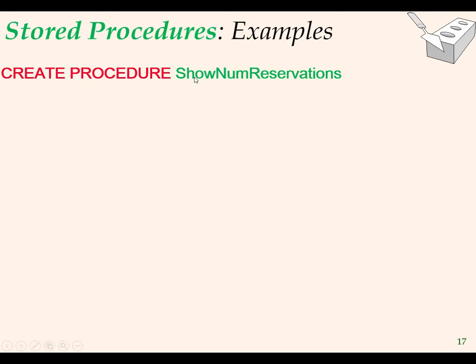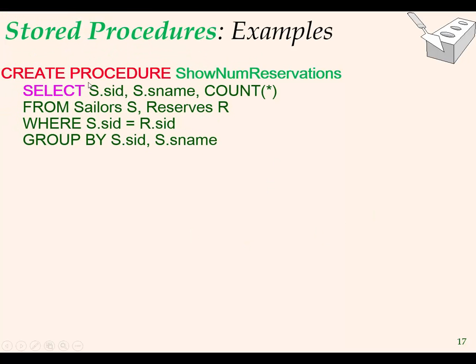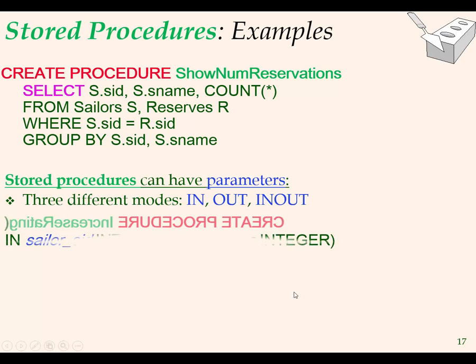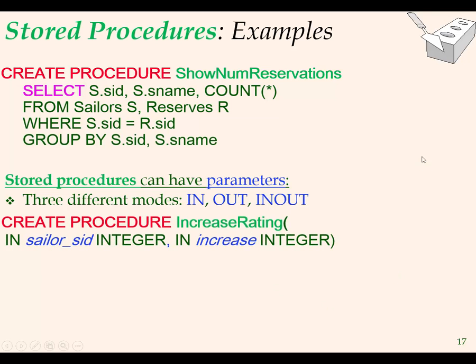So create procedure, keyword, show non-reservations. Again, this is about the data. So I'm going to select SID, sname, and count from sailors, where the sailor IDs in sailor and reserves match, and I'm going to group them by SID, then by sname. This is a cursor. Now, stored procedures can have parameters, and you have to use in, out, or in-out if these are input and output.